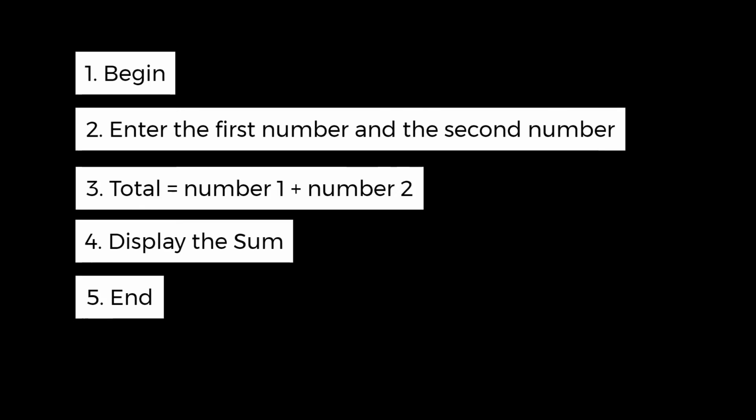Number 1. Begin. Number 2. Enter the first number and the second number. Number 3. Total should be equals to number 1 plus number 2. Number 4. Display the sum, and number 5 should be the end.